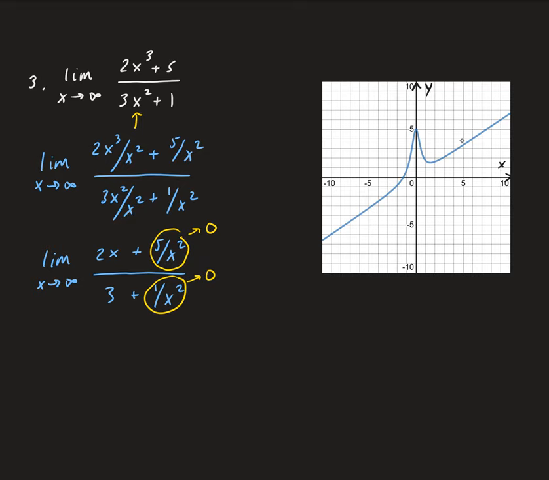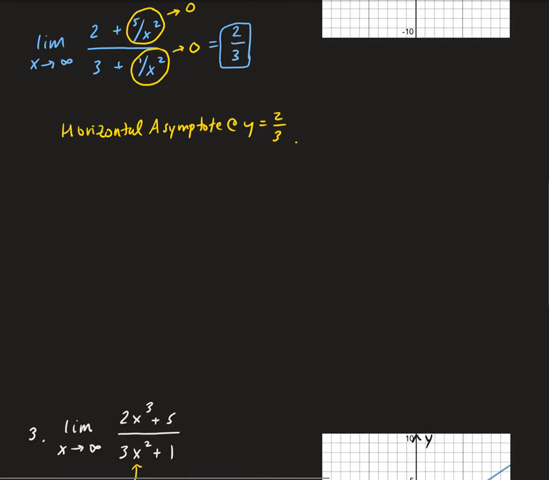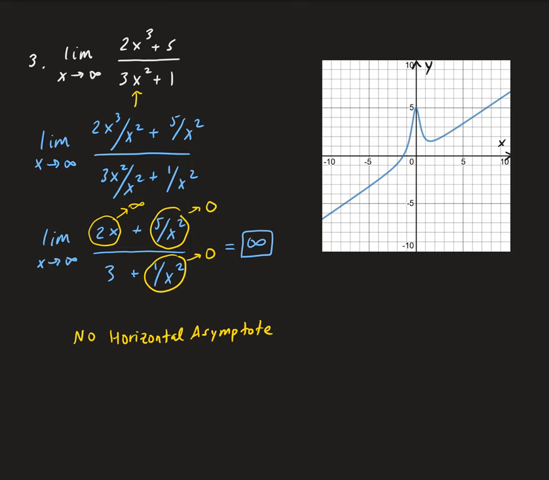But as x approaches infinity, this is going to infinity. So as a result, we get infinity over 3, which is infinity. So here the limit doesn't exist. It's unbounded. So that means there is no horizontal asymptote in this case.